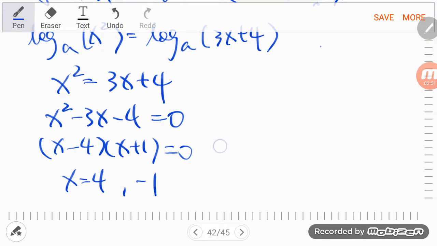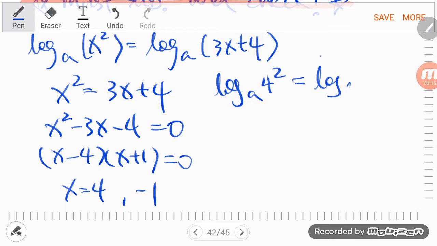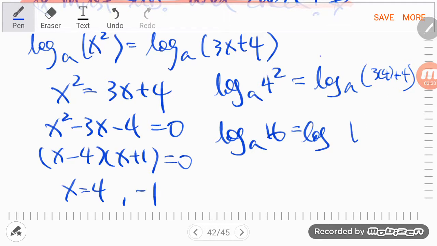Okay, so let me show you what I meant by sub and check. Now I'm going to substitute this in there, and we will see if the equation makes sense. So I will have log of, this is 4 squared, which is 16, to the base of a. Is that equal to log of, to the base of a, 3 times 4 plus the 4? On the left hand side I will have log 16 to the base of a. On the right hand side I will also have log 16 to the base of a. So that's good, no problem there.